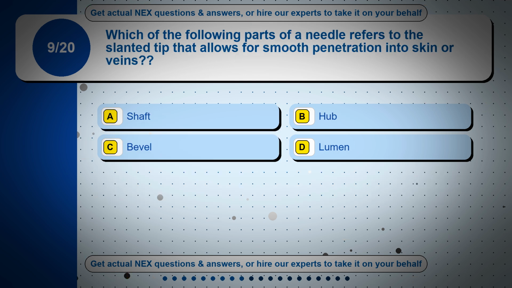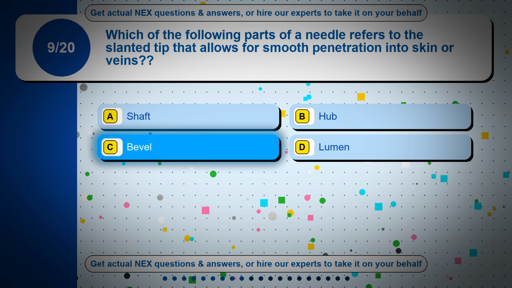Question 9. Which of the following parts of a needle refers to the slanted tip that allows for smooth penetration into skin or veins? Option A, shaft. Option B, hub. Option C, bevel. Option D, lumen. The correct answer is option C.